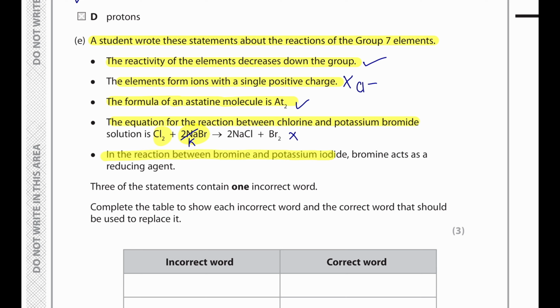In the reaction between bromine and potassium iodide, bromine acts as a reducing agent. The bromine accepts electrons. So in the reaction between bromine and potassium iodide, we can see the reaction Br2 plus 2KI producing 2KBr plus I2. Iodine loses electrons. Loss of electrons is oxidation. Bromine accepts those electrons that are lost by iodide ions. So bromine is acting as an oxidizing agent by reducing itself. So it gets reduced. However, it is the oxidizing agent.